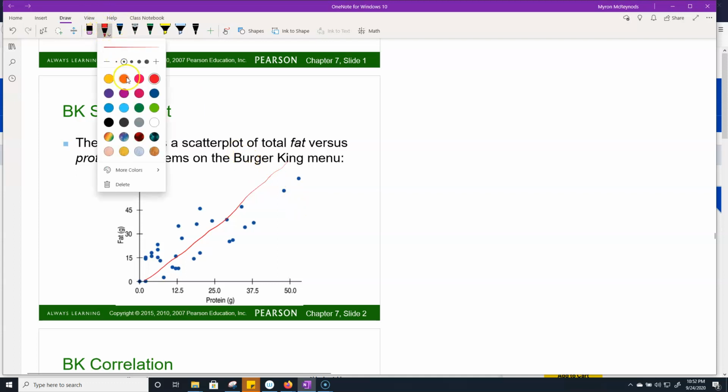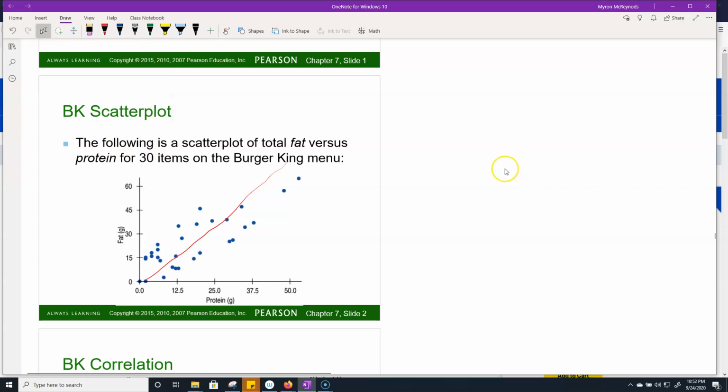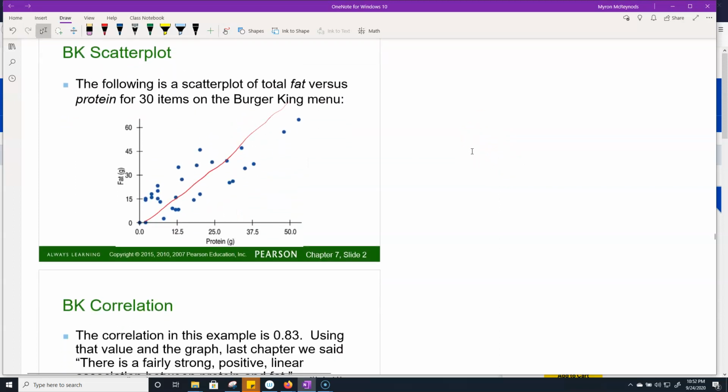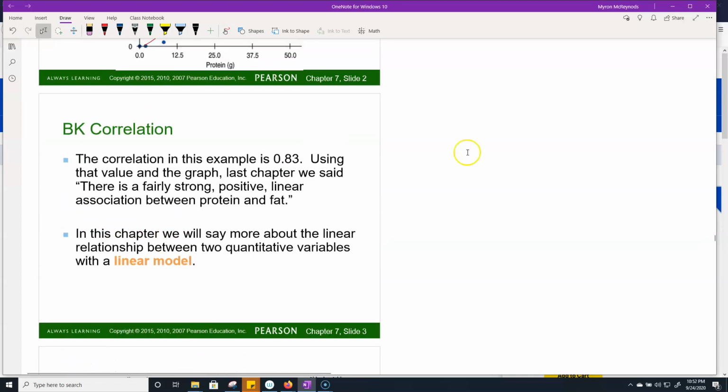And that's the key to this chapter, that you actually can draw a line that cuts through the middle of these, and it's called the regression line, and we're going to get to that. So the correlation here is 0.83 on this one. And so that is a strong, positive, and linear association between protein and fat. And you would think there would be a burger like that, if it has a lot of protein, it'll have a lot of fat in it, because, you know, the size of the beef patty.